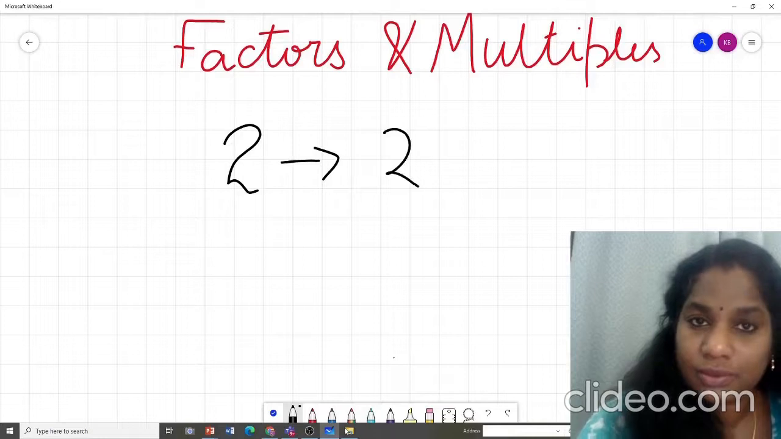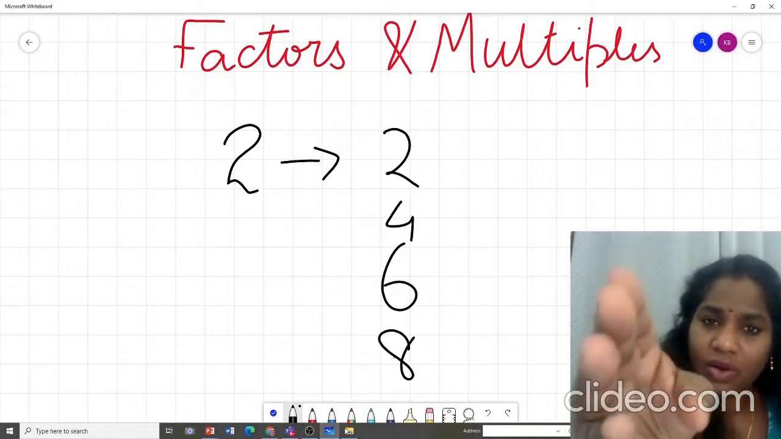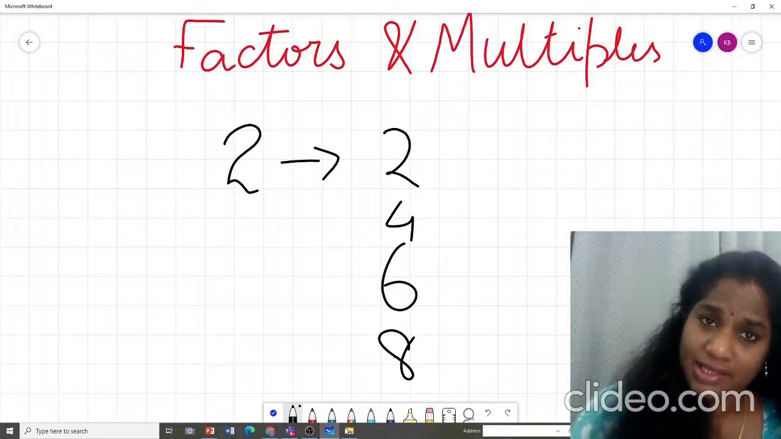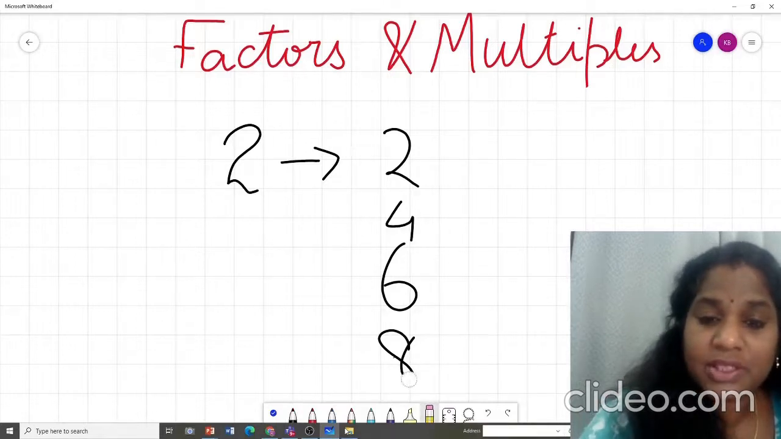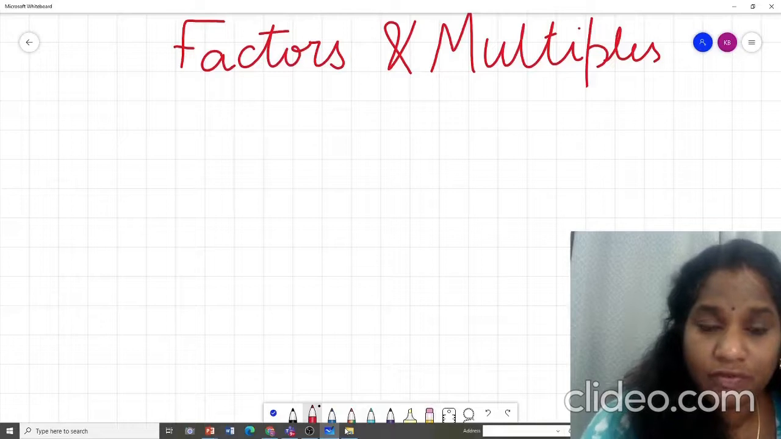2 ones are 2. Yes. 2 twos are 4. 2 threes are 6. 2 fours are 8. All these numbers, whatever comes in 2's table, is a multiple of 2. Clear? Now let me just show you another example which you were watching for factors.